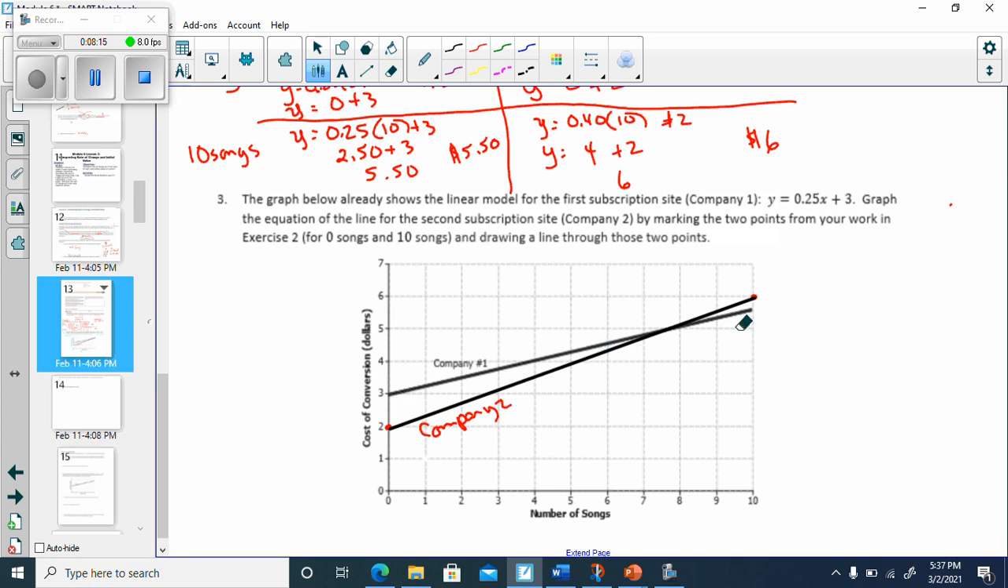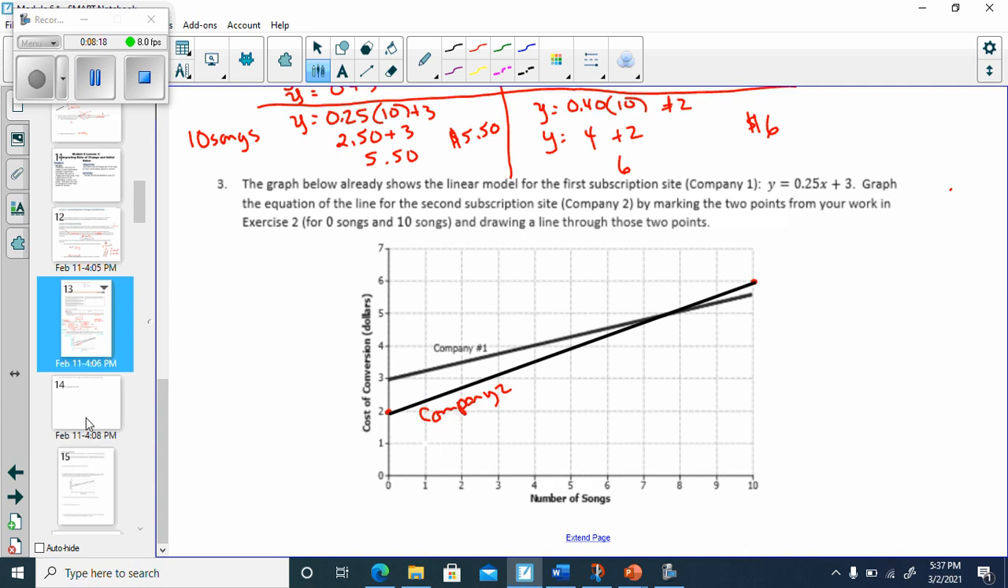So let's answer some questions here. First off, which company is cheaper if you've got 10 songs? Wouldn't that be company one? See, it's a little bit below. This would be $6. This would be less than $6, right? Which company is cheaper if you've got 3 songs? It'd be company two, because 3 songs would be a little bit more than $3, and this one's almost $4, isn't it? About where would you have the same price? Close in here, somewhere between 7 and 8 songs is where you have the same price, right?